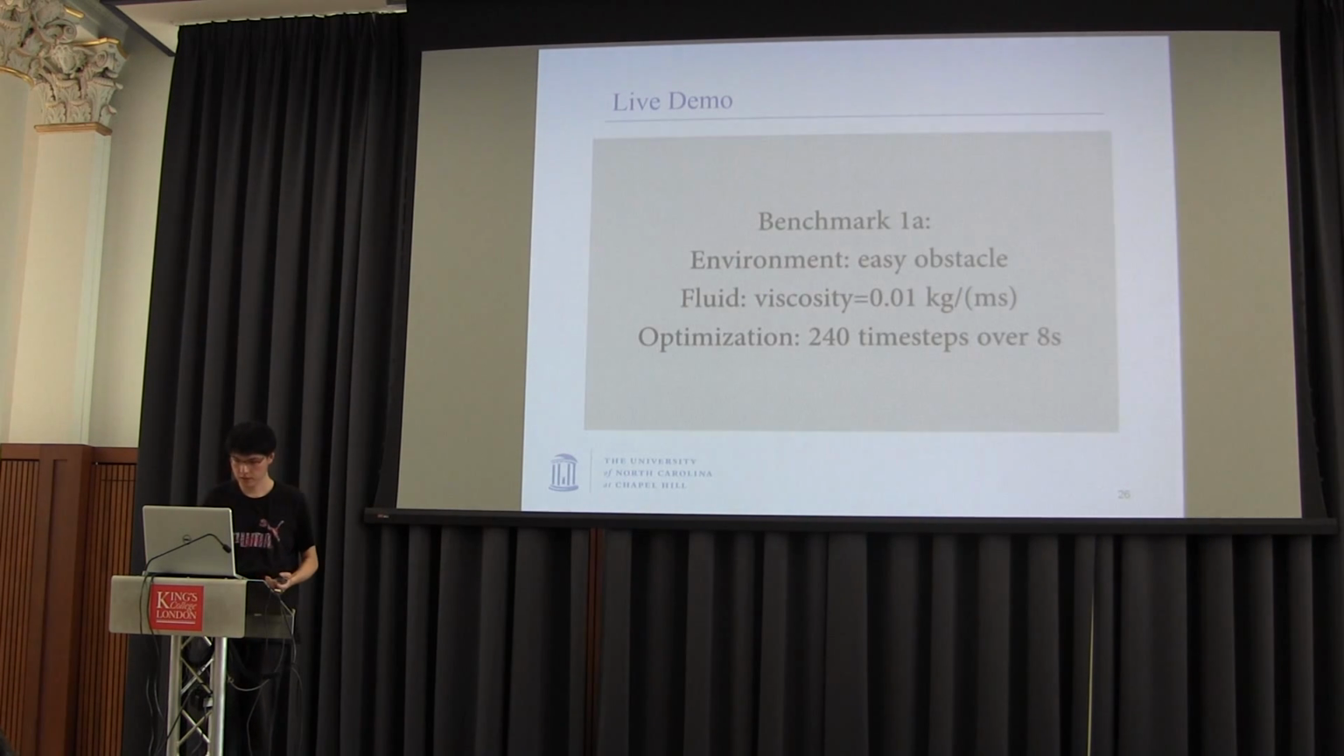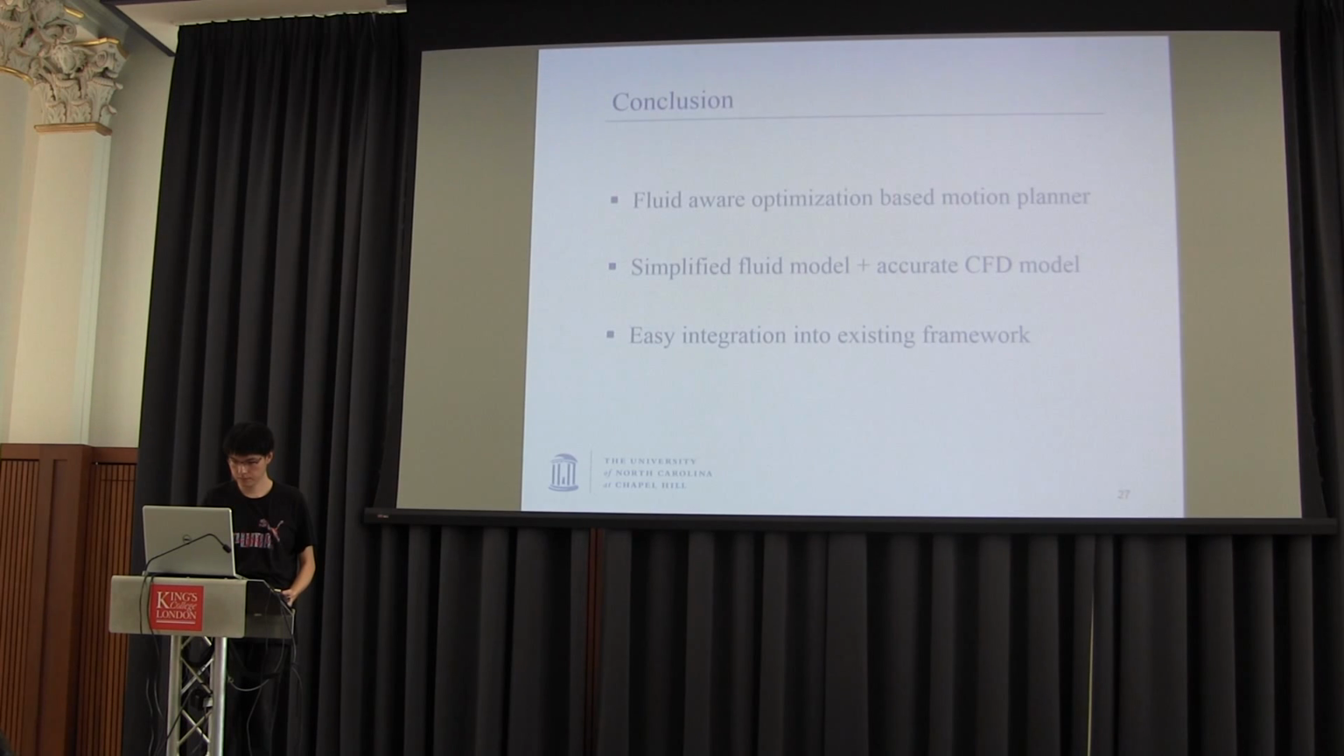I'll just conclude. So what we have proposed is a motion planning pipeline for solving liquid pouring tasks. So the contribution is that we combine a simplified model and an accurate model. And the simplified model provides gradient information to local search, and the accurate model compensates the error.